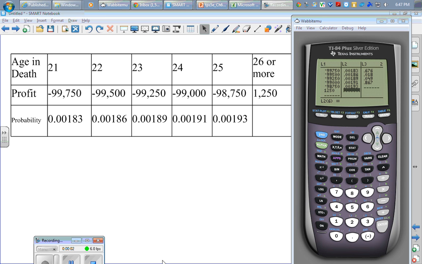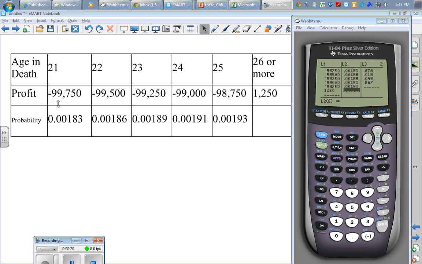Okay, so I want to look at problem 14 and 18 out of chapter 6. And in problem 14, it gives me this table right here, which basically says we're going to charge people $250 a year for life insurance. If they die, I give them $100,000.